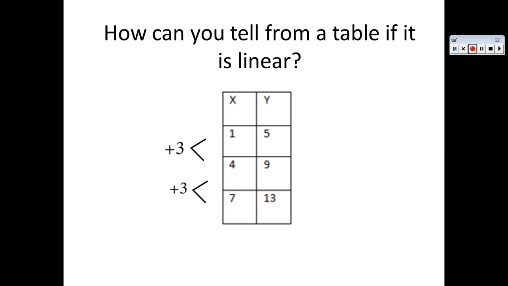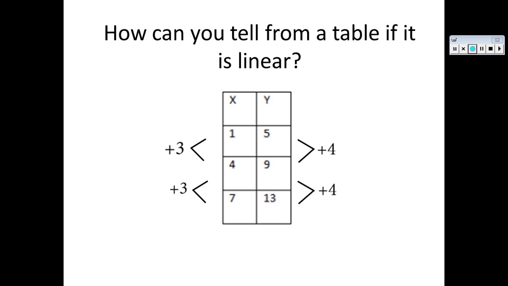If I look at the change in y from 5 to 9 and 9 to 13, I add 4 each time as well. So because my rate of change, or the change in y and the change in x, is the same throughout my data, this is a linear equation.